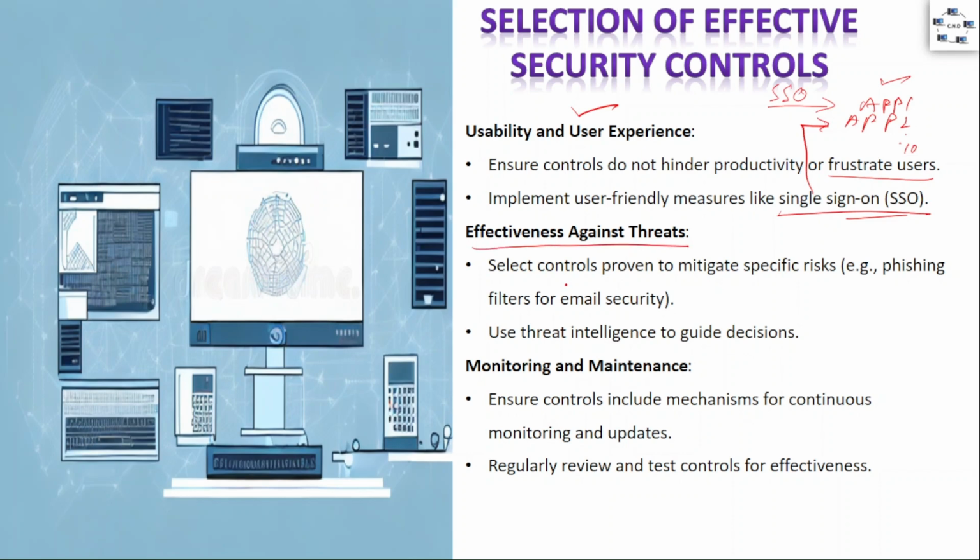Effectiveness against threats: select controls proven to mitigate specific risk, for example phishing filters for email security, and use threat intelligence to guide decisions. Monitoring and maintenance: ensure controls include mechanisms for continuous monitoring and updates, and regularly review and test controls for effectiveness.